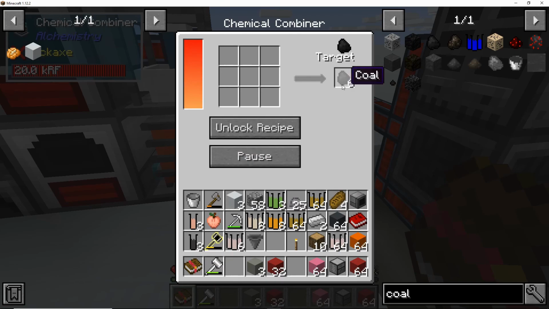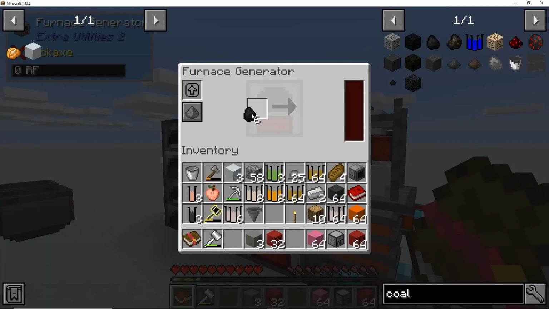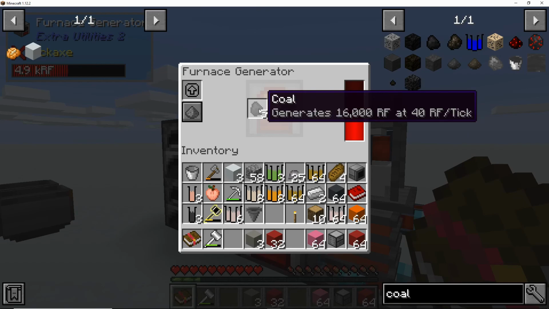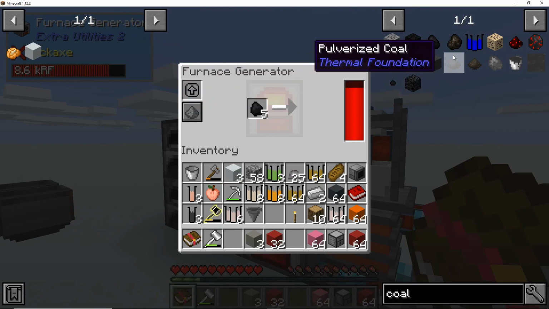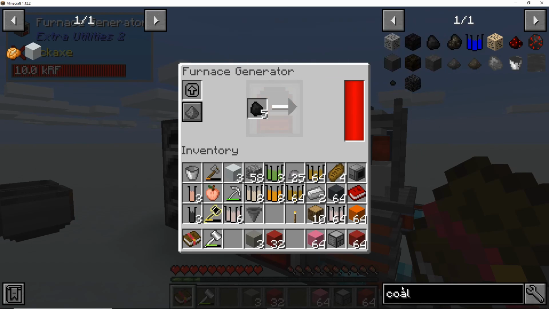So the question is, how can we automate this? That'll be nice to automate all of this, because 6 coal would be good for our furnace generator who needs some power, because each of those creates 16 RF. See, cobalt aluminate. Okay, let's double check something.